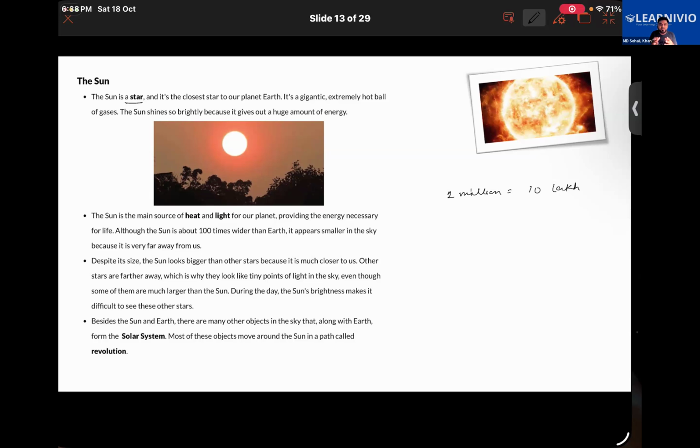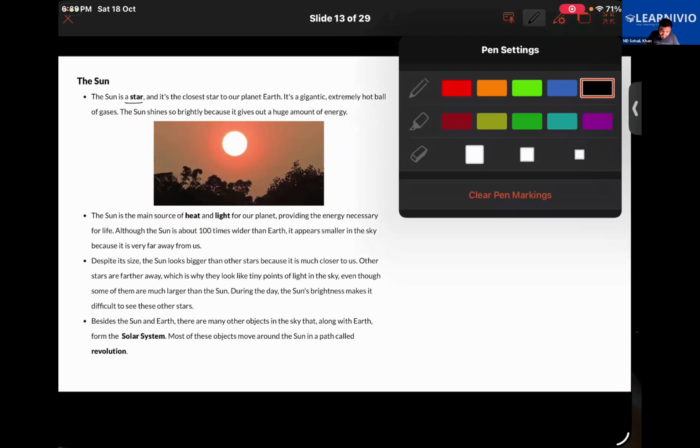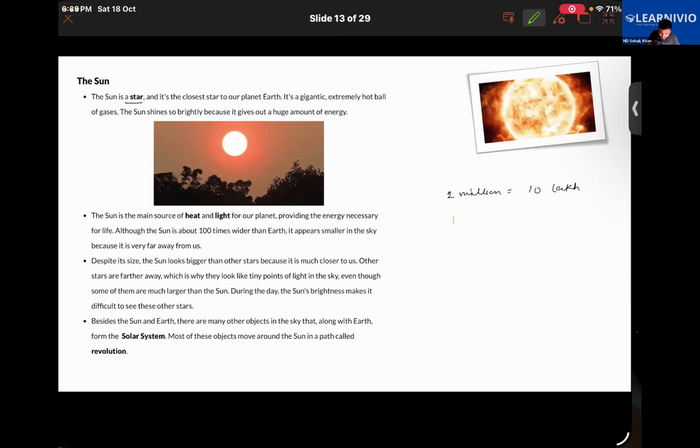It's a massive glowing ball of different gases. It's mainly made up of hydrogen and helium, and it provides us with light and heat. So it's a gigantic, extremely hot ball of gases. The sun shines so brightly that it gives out a huge amount of energy. The sun is the main source of heat and light for our planet, and it provides the energy necessary for life.